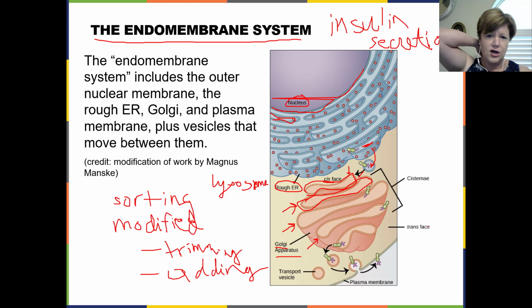So we've got a lot of stuff going on here. We've got the concept of all these directly and indirectly connected membranes being called the endomembrane system. Now notice what's not in the endomembrane system. Mitochondria are not part of the endomembrane system. In a plant cell, chloroplasts are not part of the endomembrane system. So there are some membrane-bound organelles that are not directly or indirectly connected to this system, which is kind of interesting. But this group of structures are all part of the endomembrane system, including the lysosome.